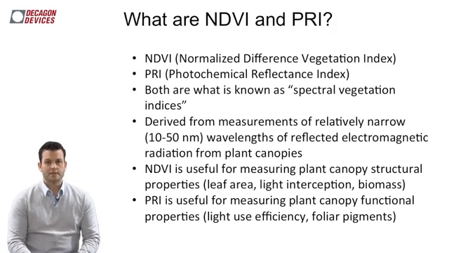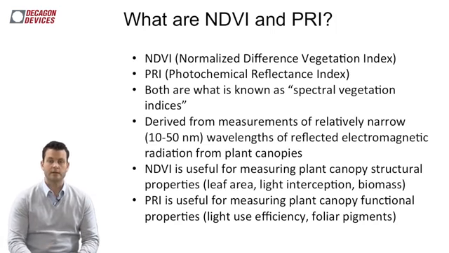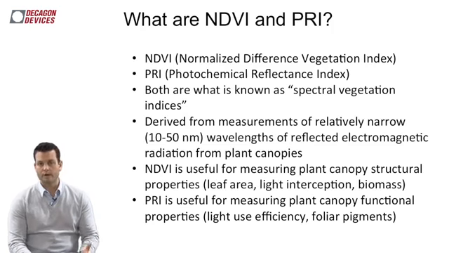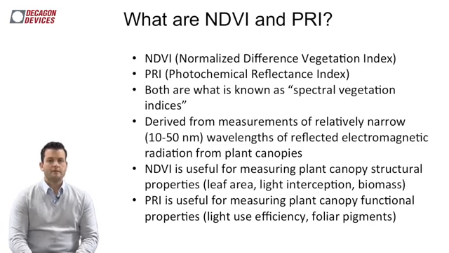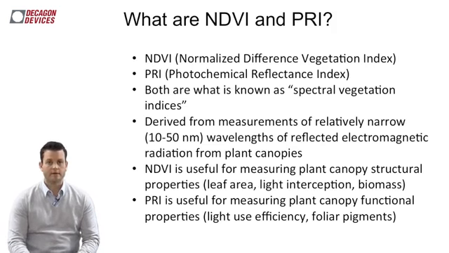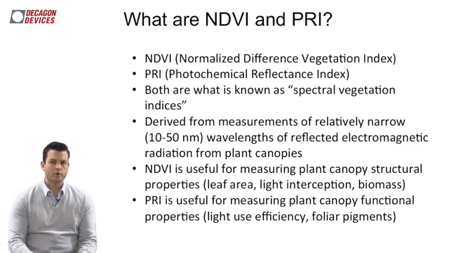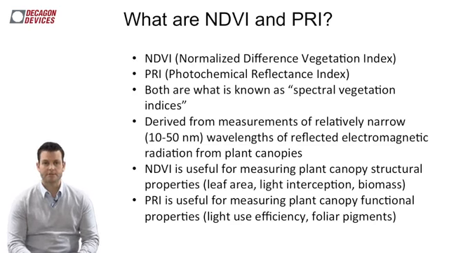Both of these vegetation indices are derived from measurements of relatively narrow wavelengths of reflected light in the electromagnetic spectrum from plant canopies. And by narrow, I mean right around 10 to 50 nanometers waveband width. NDVI is especially useful for measuring plant canopy structural properties, such as leaf area index, light interception, and even biomass and growth. Whereas PRI is more useful for getting at functional properties of plant canopies like light use efficiency. And some of the more recent work has also shown that it's useful for getting at foliar pigments.